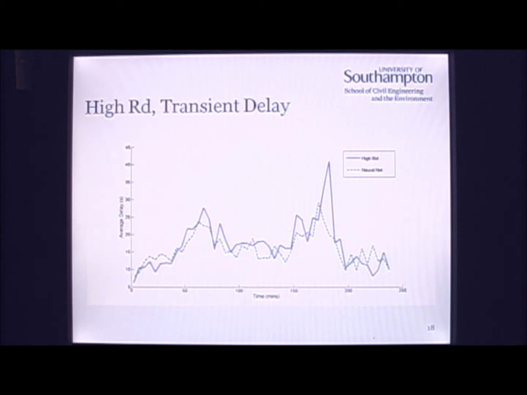And what you can see is that, again, we've got the trained neural network outperforming the high-bid algorithm. The average across the whole test is by about 2 seconds. And you can see that the majority of this is in the peaks. These peaks here are the points where the road is at its busiest. And that's when the trained neural network really performs.